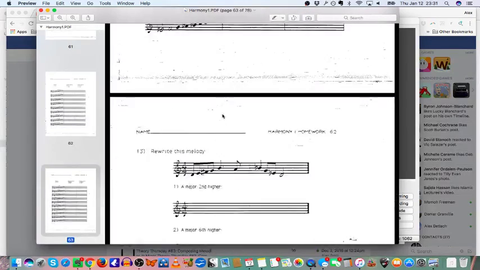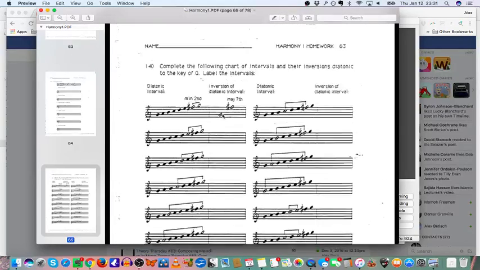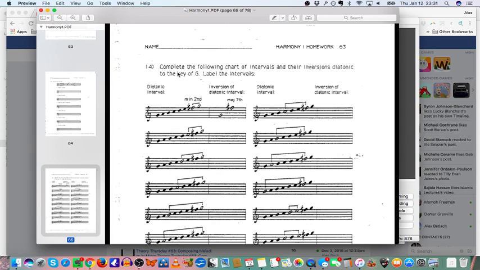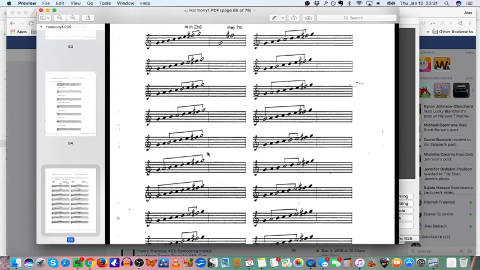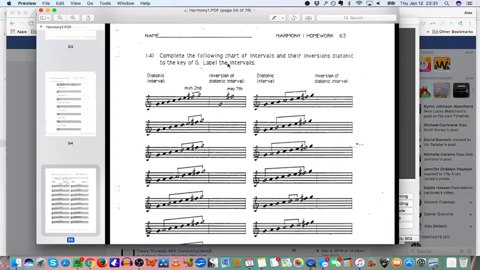All right, I think we're on homework 14. That was 13. 14. Okay. Complete the following chart of intervals and their inversions diatonic to the key of G. Label the intervals. So basically, they'll give you a G scale, pick out an interval in there, and you have to write the inversion right here in this column. Okay. Personally, I would figure out this interval first, and then figure out the inversion using the 9 minus idea, and then draw the perfect interval in right there. Another thing you could do is just bring this top note down an octave and write it out there and figure out what interval it is.